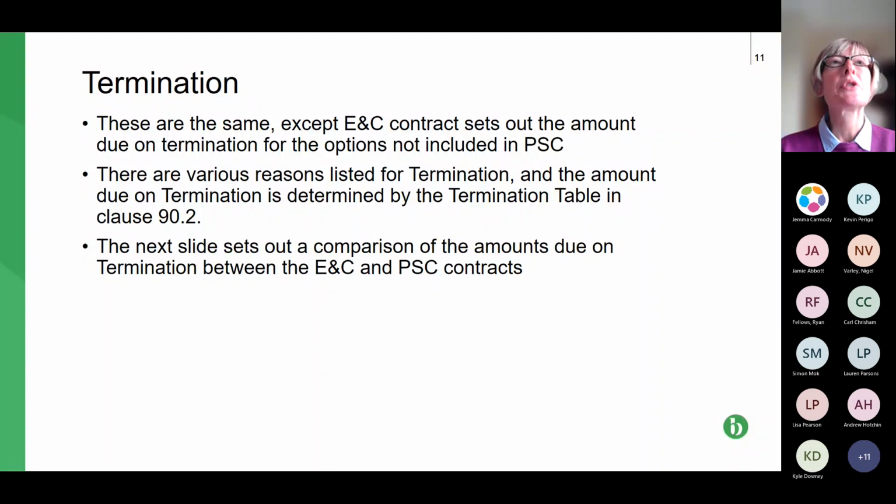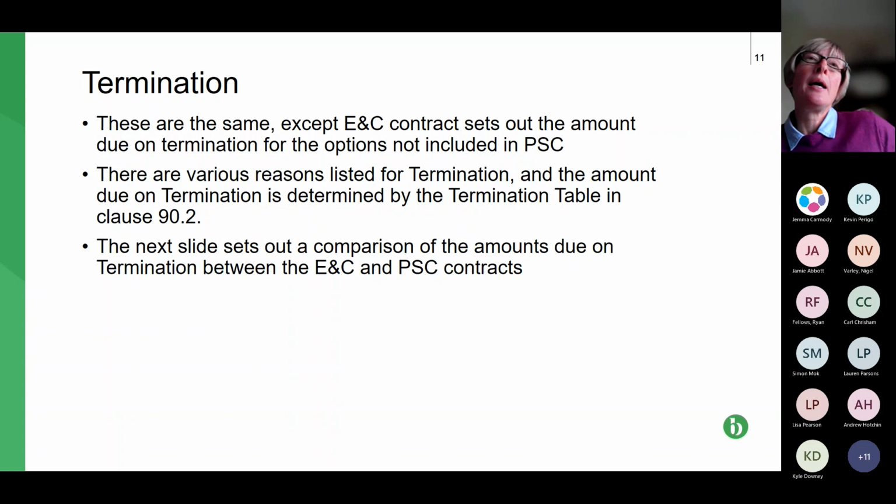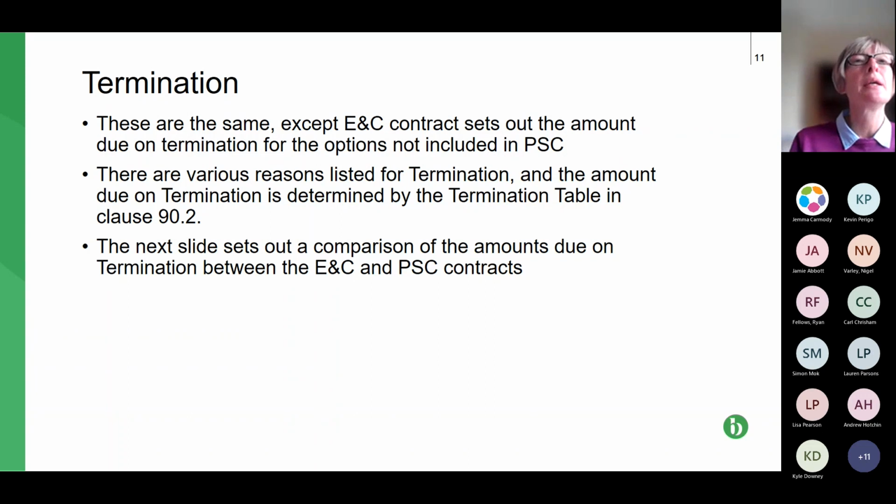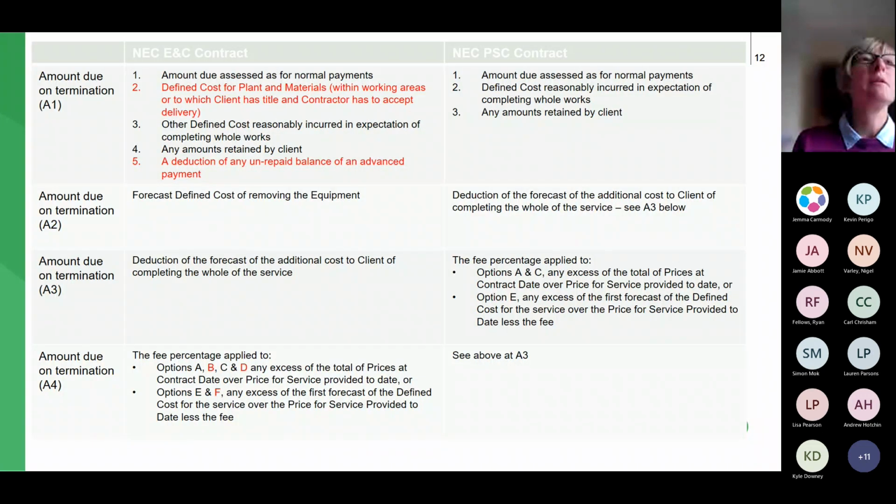So the next thing I want to look at is termination. Now the provisions are pretty much the same except for the compensation due to each party on termination. The grounds for termination are pretty much the same. As I say, it's just the compensation that's slightly different. But again, it's reflective of the fact that the consultant is unlikely to incur certain costs by virtue of the fact that the consultant isn't based on site in the way that the contractor is. As it says at the final bullet point, this next slide sets out a comparison of the sums due on termination as between the two contracts.